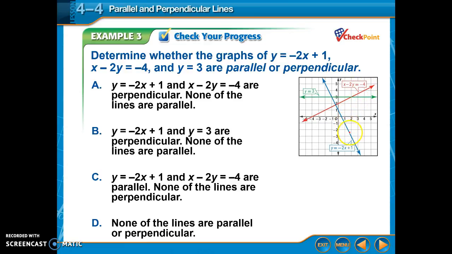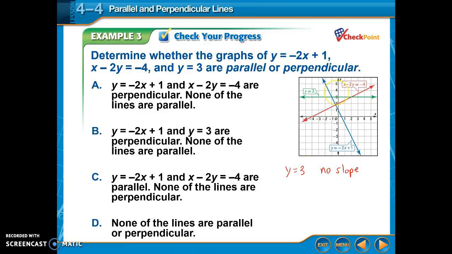As you can see from your answer choices, what we want to do is solve x minus 2y equals negative 4 for y, and compare the slopes. We know that the line y equals 3 has no slope. That is a horizontal line. There is no x term with this.